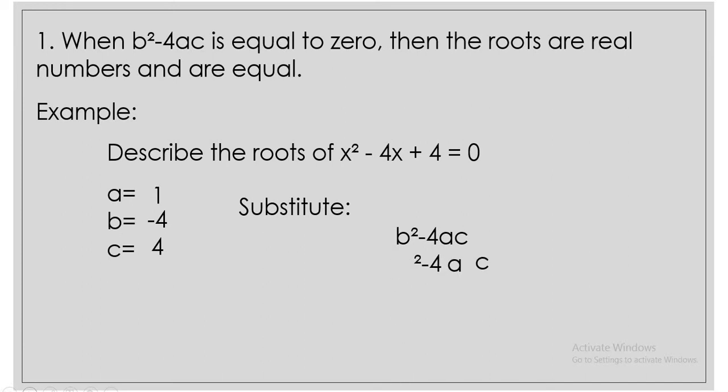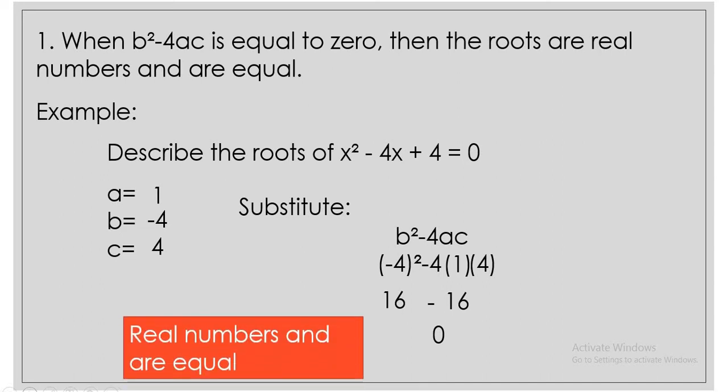The value of b is negative 4, and the value of a is 1. The value of c is 4. So let us now simplify it. Negative 4 squared is 16. 4 times 1 times 4 is 16. So 16 minus 16, that is 0. So it says here that when b squared minus 4ac is equal to 0, then the roots are real numbers and are equal.